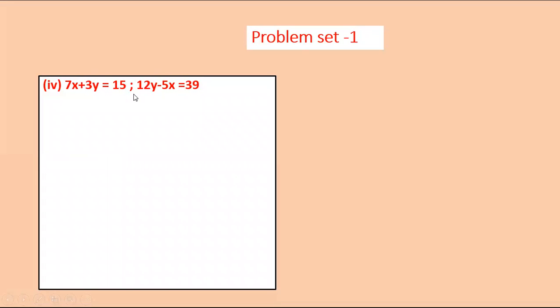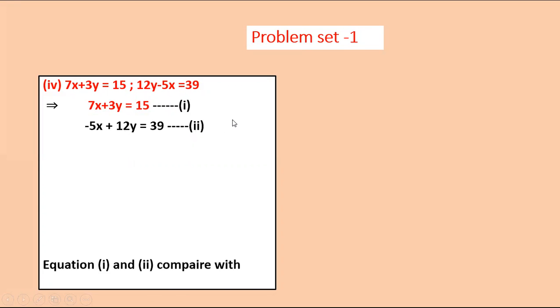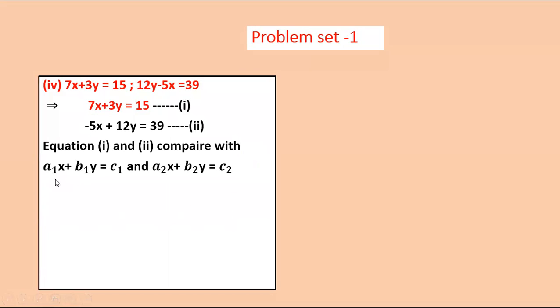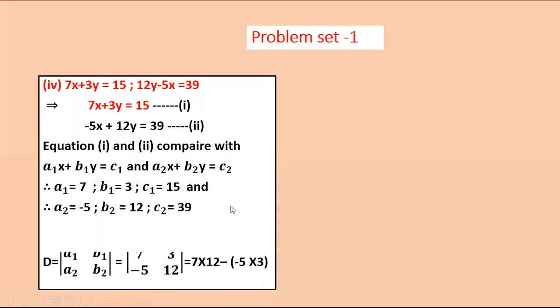7x plus 3y is equal to 15. 12y minus 5x is equal to 39. First equation, 7x plus 3y is equal to 15, equation number 1. And here, first write the x variable term: minus 5x plus 12y is equal to 39, equation number 2. Comparing equations 1 and 2 with a1x plus b1y is equal to c1, a2x plus b2y is equal to c2. Therefore, a1 is equal to 7, b1 is equal to 3, c1 is equal to 15, and a2 is equal to minus 5, b2 is equal to 12, c2 is equal to 39.